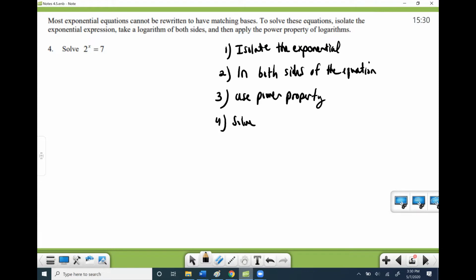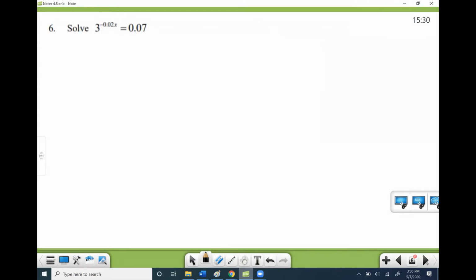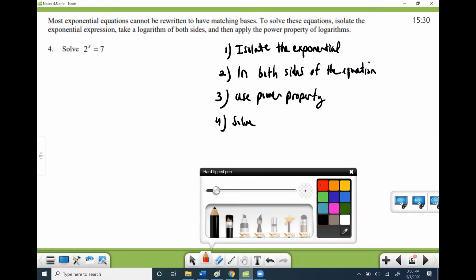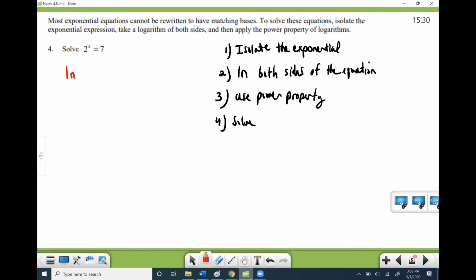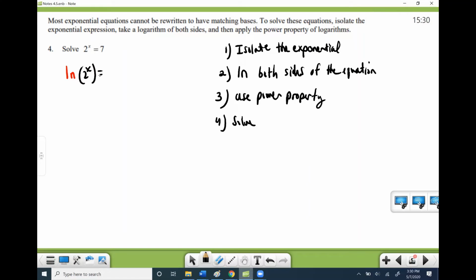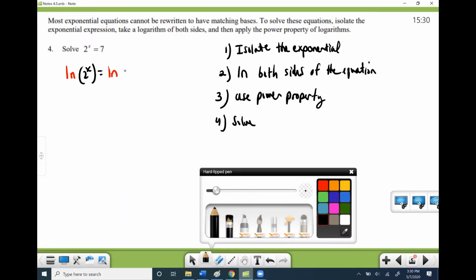All right. They have these. I'm surprised they don't have these written somewhere. Let me just check. Nope. Okay. All right. So there they are. So here we go. Well, we said we need to log both sides, right? So I'm going to natural log the 2 to the x. And I'm going to natural log the 7.